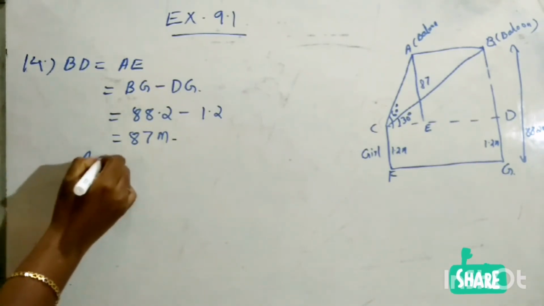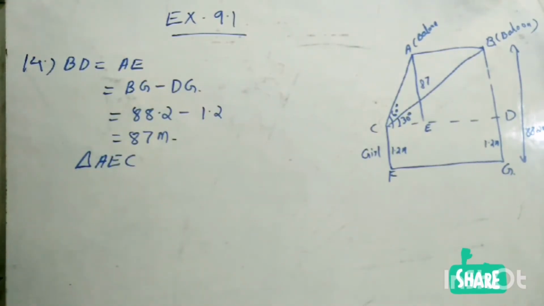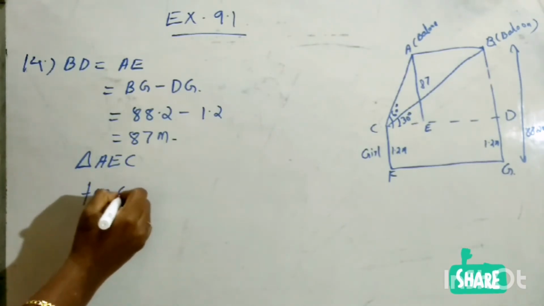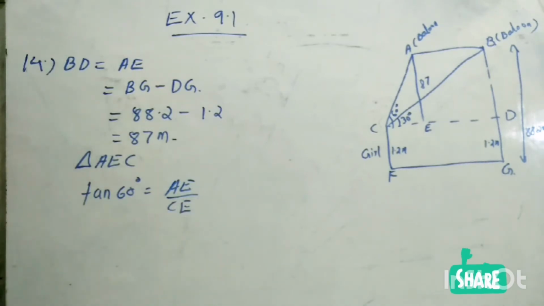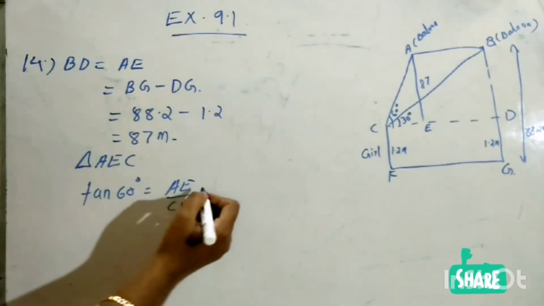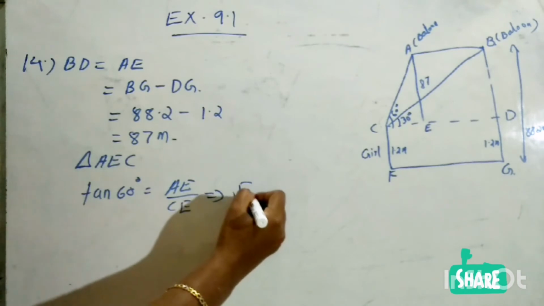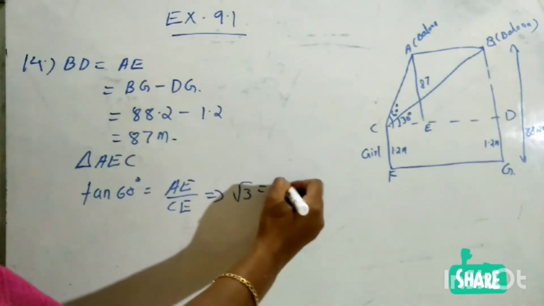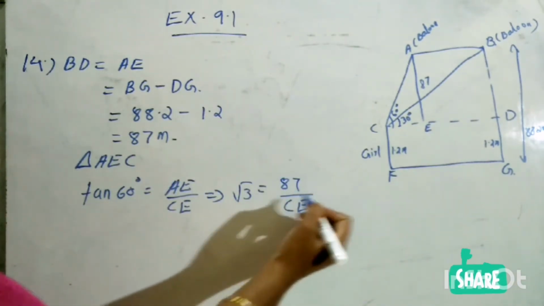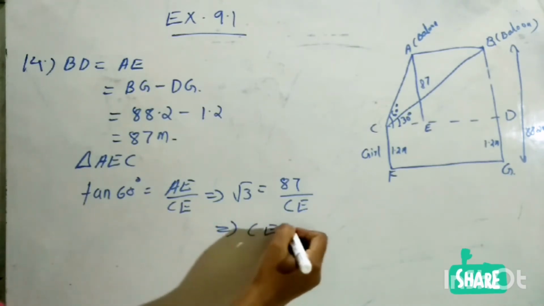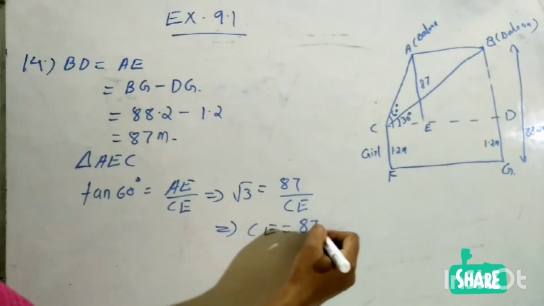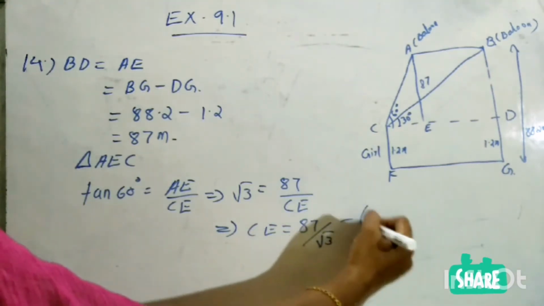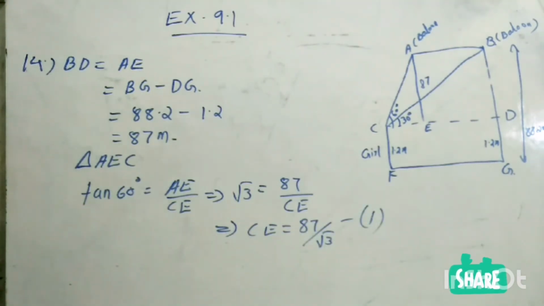In triangle AEC, tan 60 degree is equal to AE by CE. The value of tan 60, that is root 3, is equal to AE 87 by CE. This implies CE is equal to 87 by root 3. Put it as equation number 1.